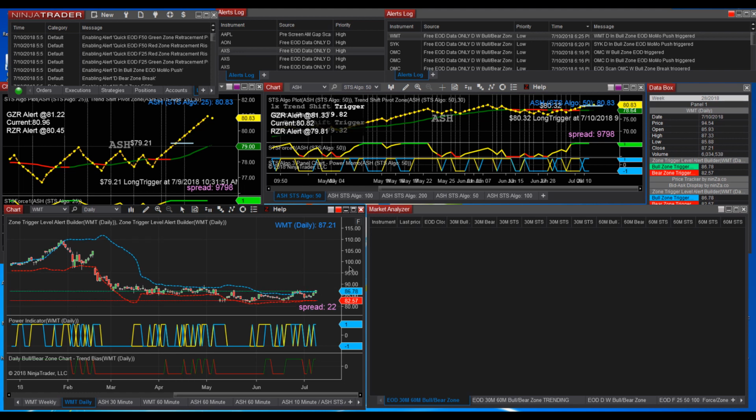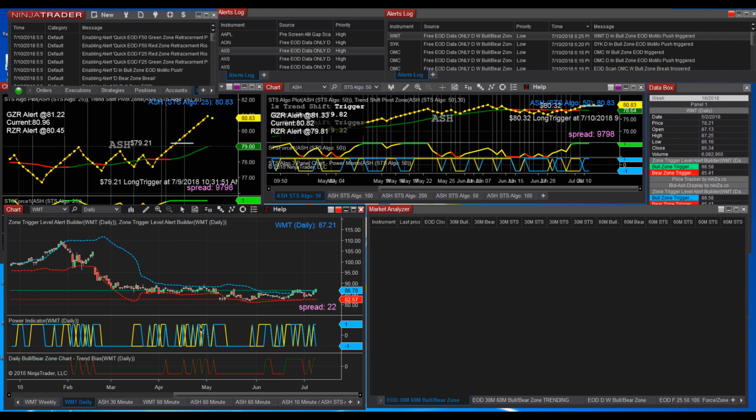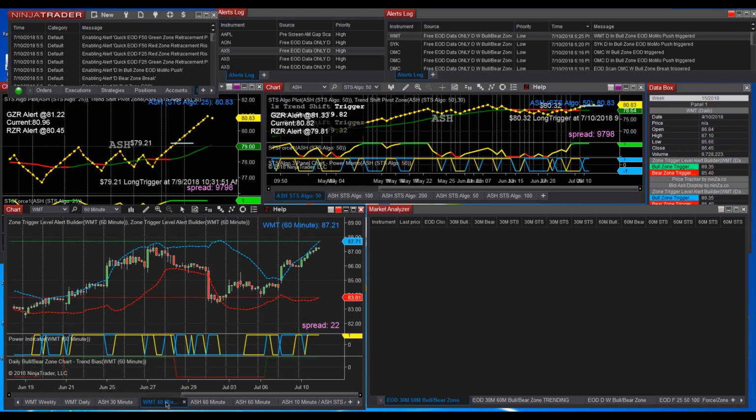This is actually a daily chart, and I went ahead and made one on a 60-minute as well, and you can see this 60-minute breaking into a bull zone. Well, if you got that today, you can use that to prepare your watch list for tomorrow, and that's why I have the end of day 3060 in here as well.